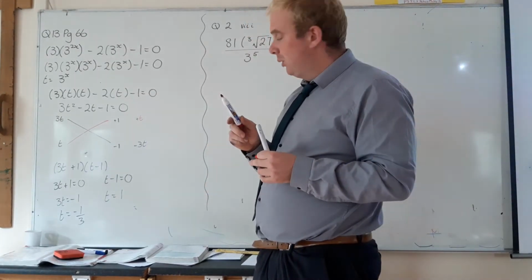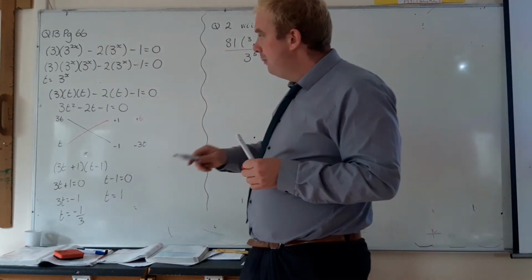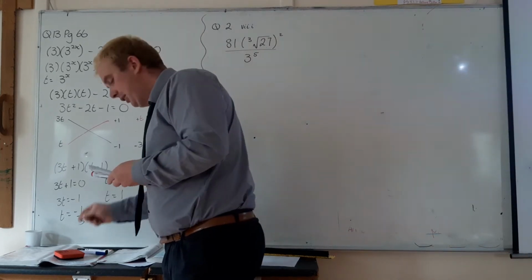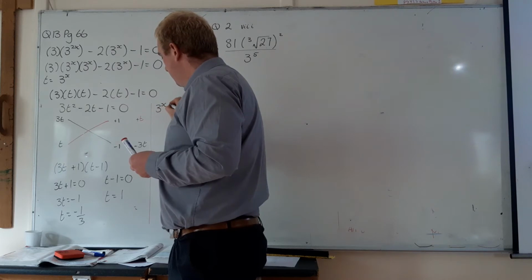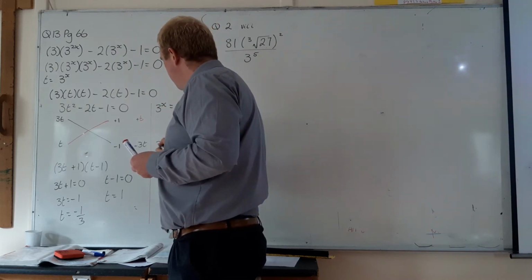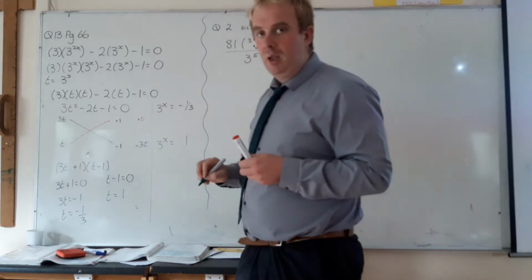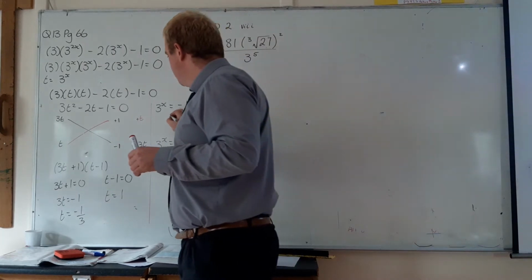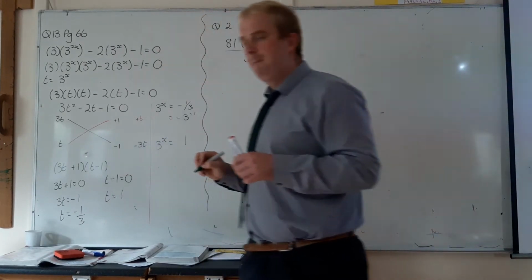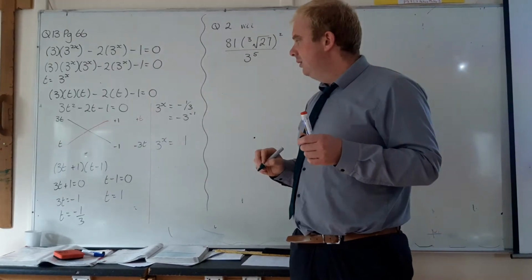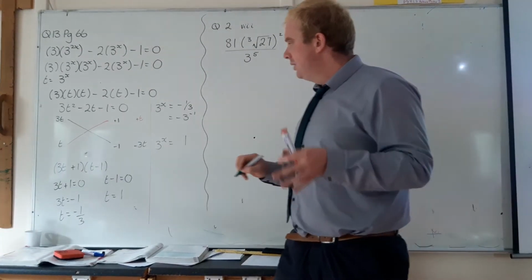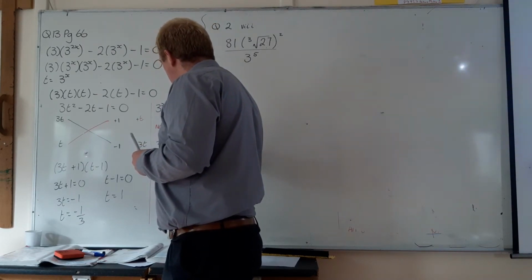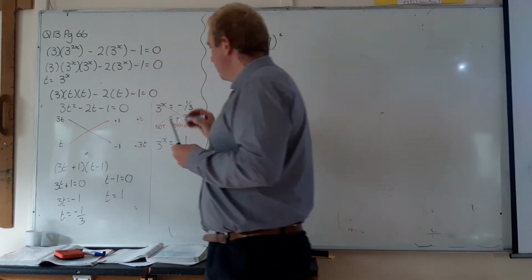So we're going to go back a step and remember that t is 3 to the x. So what we'll have now is that 3 to the x equals -1 over 3, or 3 to the x equals 1. Looking at the top one, -1 over 3, that's the same as saying -3 to the -1. But it's a very important thing with indices: you can't have a negative power. So this is actually not possible, and in which case we totally ignore it.